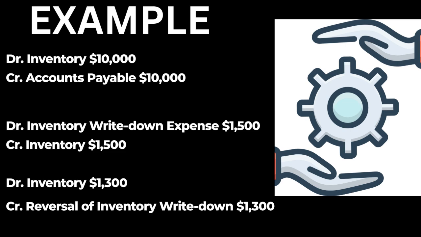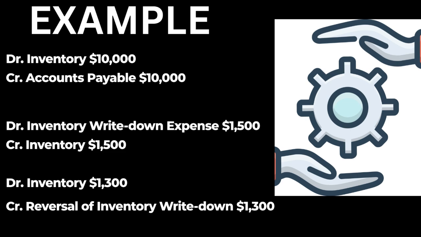Let's consider a practical example. A company purchases inventory worth $10,000. The journal entry to record this transaction would be to debit inventory account with $10,000 and credit accounts payable with $10,000. Let's assume, later the net realizable value falls to $8,500.